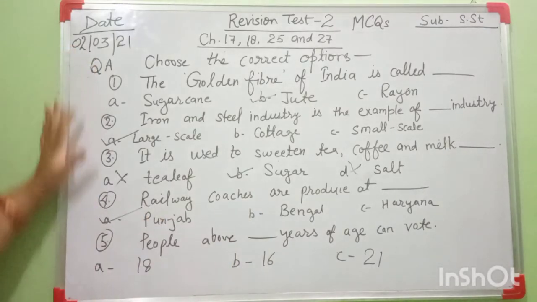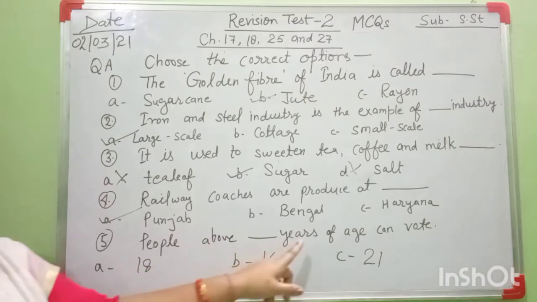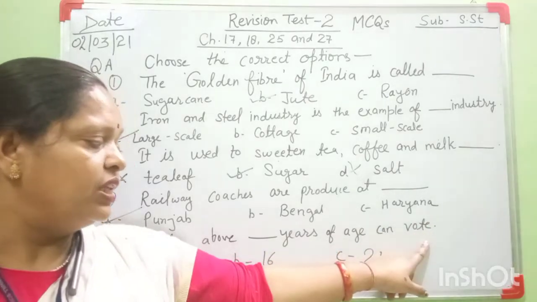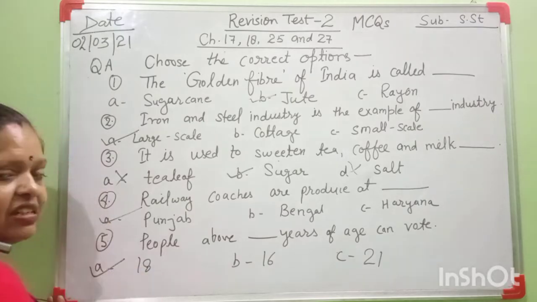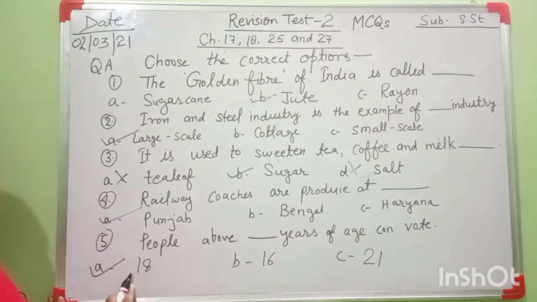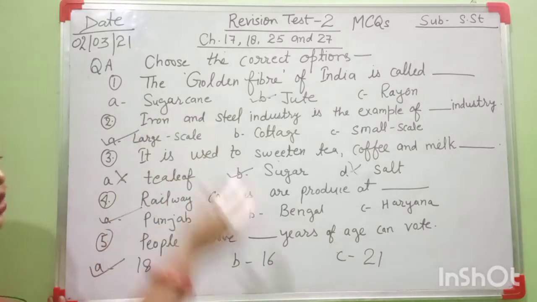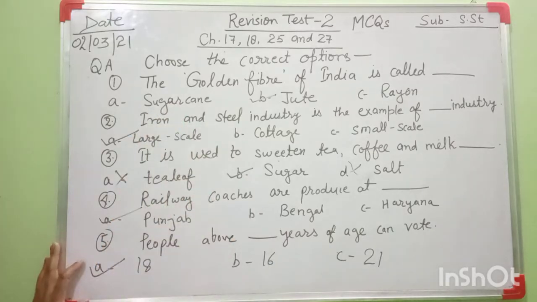Next question: people above what year of age can vote? It means in our country, what is the age limit for voting? It's 18 years. Option A is correct here. So everyone do this test paper in your revision copy, and practice this type of question. The next part of this test paper is true or false.